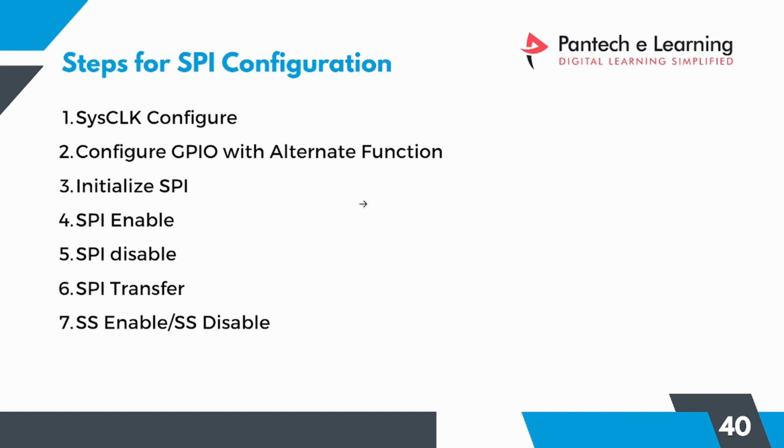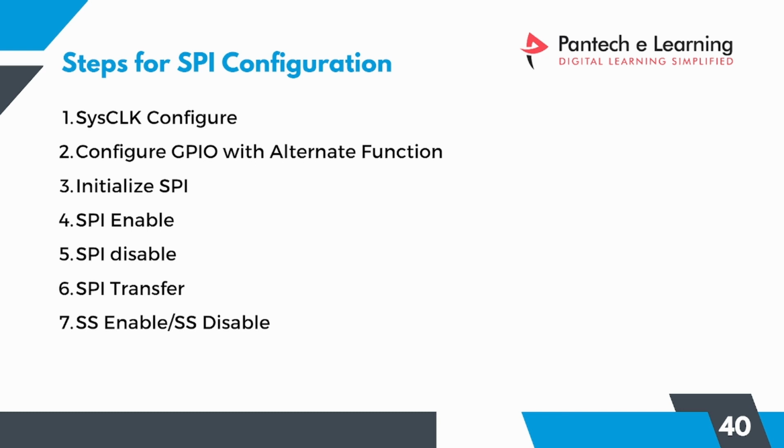First, we have to configure the system clock. We will generate the system clock as 64 megahertz and the P clock as 16 megahertz. Then we have to create the GPIO alternate function. We have to set 4 pins because SPI works with 4 pins, so we have to set the alternate function for 4 pins.